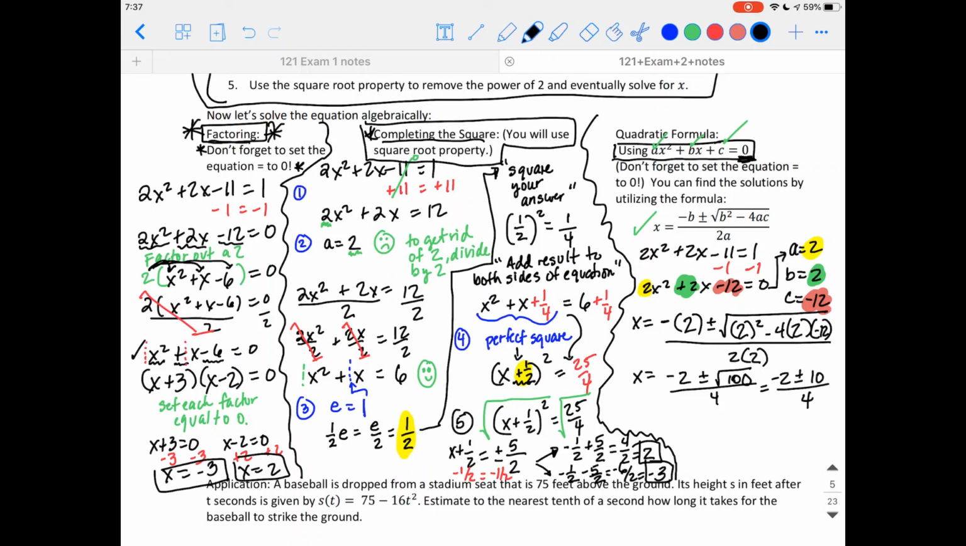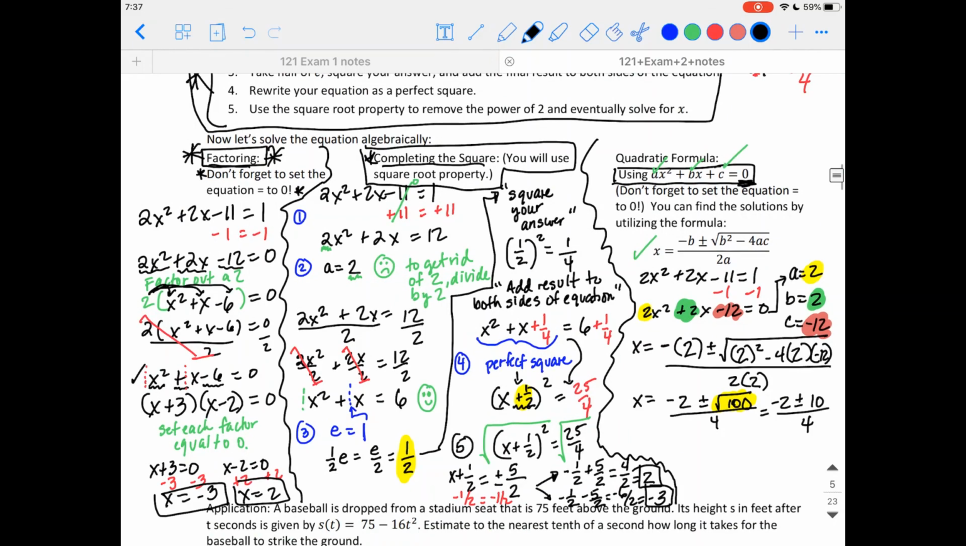Now, let me tell you, on your homeworks, you're going to have some real doozies where the square root is not a beautiful square root. It's maybe the square root of 40. And so let me write that down as an example of what you're going to have to do.